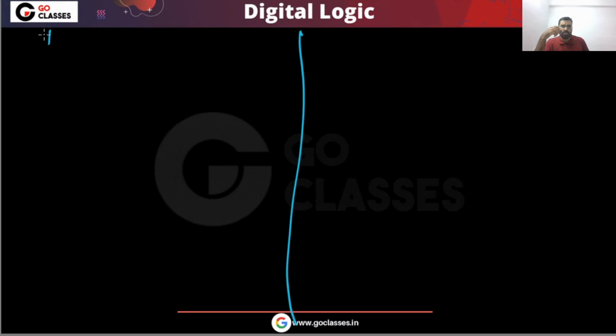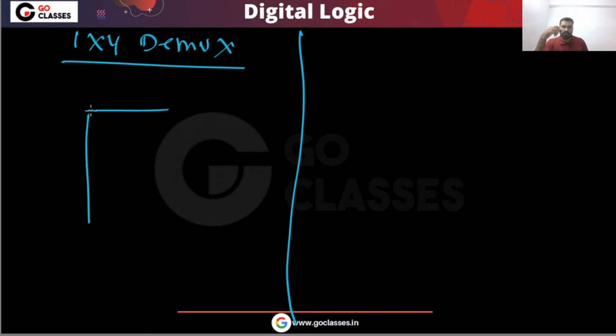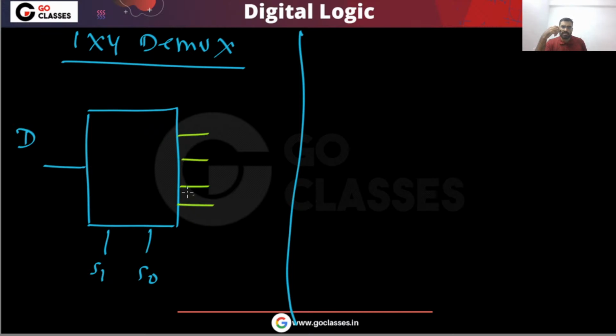On one side you compare the 1 by 4 DMux. This is your 1 by 4 DMux. In the DMux we have S1, S0. This is your data input, and these are your 4 output lines: Y0, Y1, Y2 and Y3. Correct?